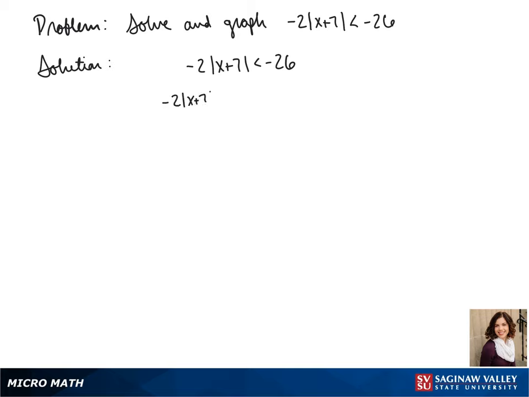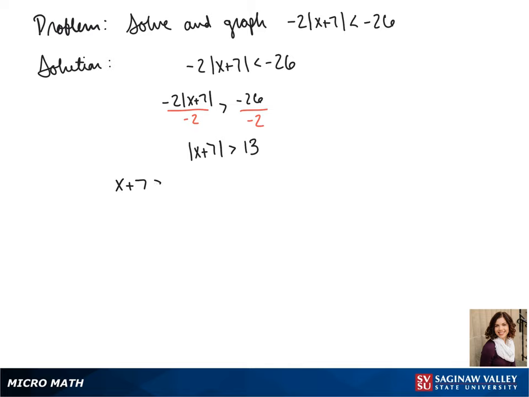First, we want to get our absolute value all by itself, so we divide both sides by negative 2. When we divide by a negative, we have to flip the sign. So we get the absolute value of x plus 7 is greater than 13.